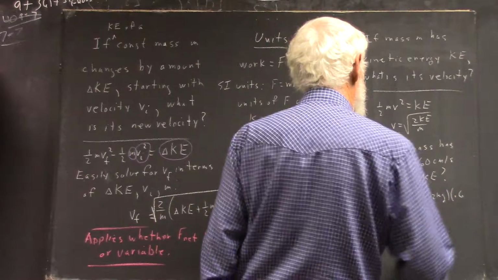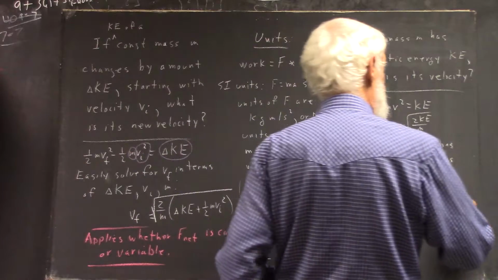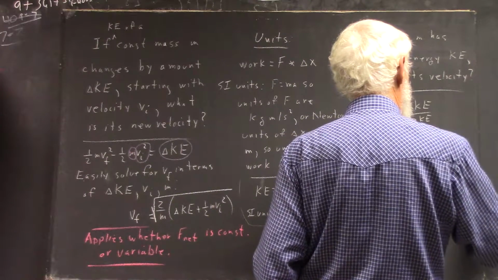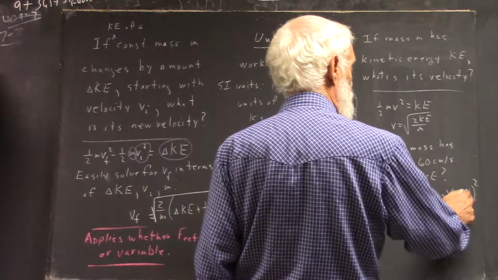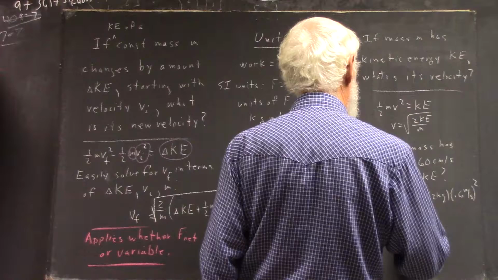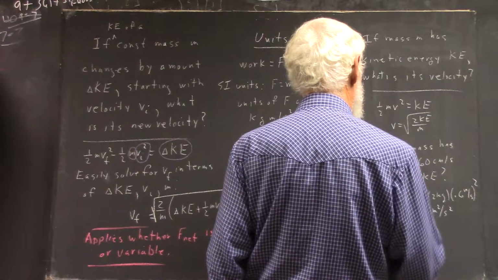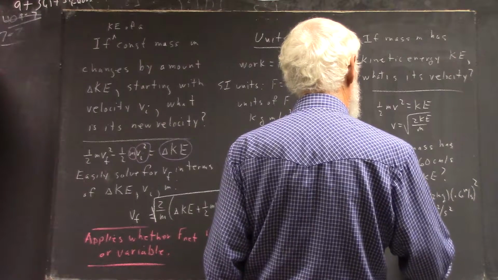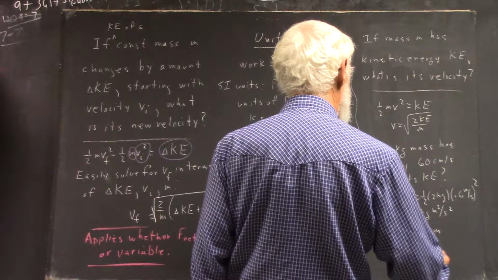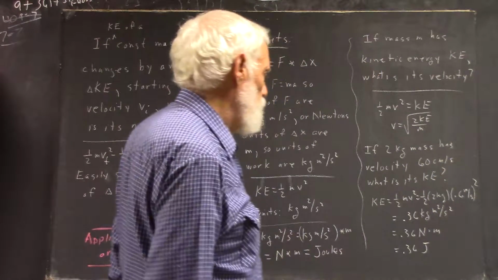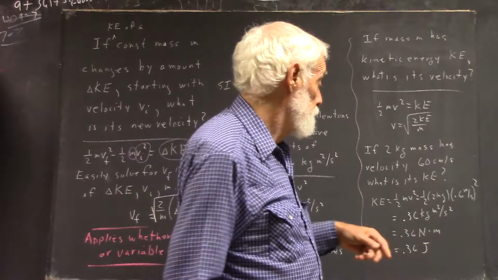Now we want to do this in SI units, and centimeters per second is not SI. That's 0.6 meters per second, quantity squared. And we multiply that out, that's 0.36. And we get 0.36 kilogram meters squared per second squared, which is the same as 0.36 newtons times meters, which is the same as, of course, 0.36 joules, depending on what we're trying to do with the information. We could express it in any of these three ways. Okay?